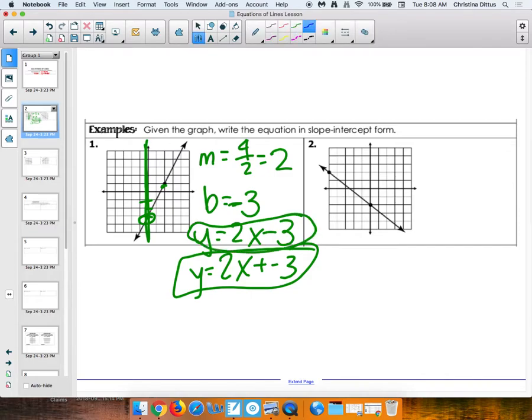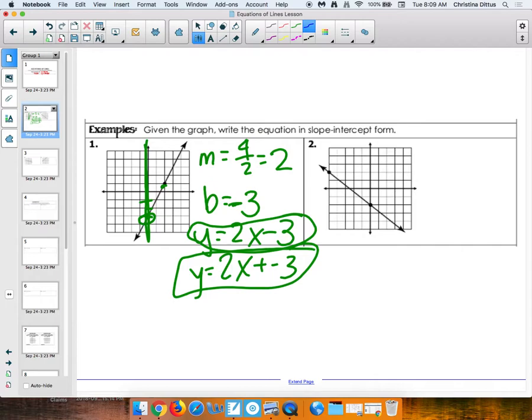They're the same thing. Wouldn't it just be plus 3? No, because our y-intercept is negative 3. So you can have 2x minus 3 or 2x plus a negative 3. What's the one above it then? It says minus 3. That's just the b, the y-intercept.